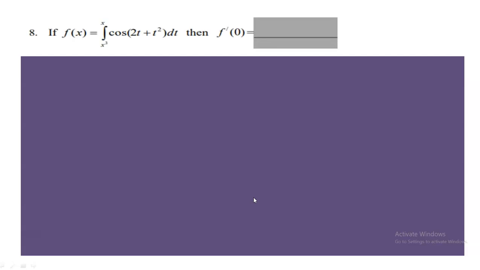So having this into account, what comes next is question number 8. Given that f of x is the integral of cos 2t plus t squared dt from x cubed to x, then you are asked to find f derivative at 0. So dear students, in order to answer this one, you need to go back and read about fundamental theorem of calculus 2. So read that and apply the concept in order to answer this one.